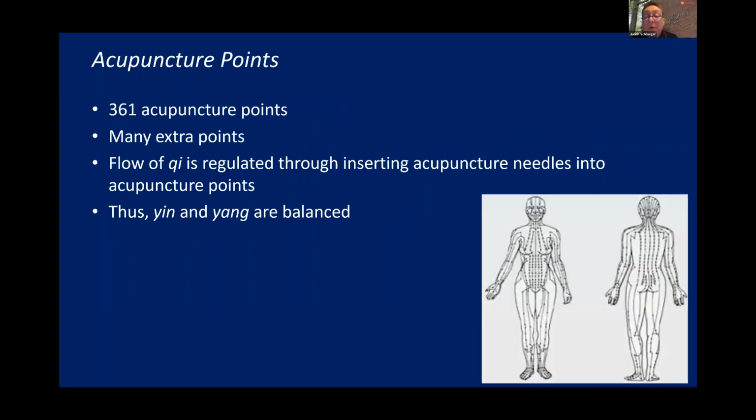As for the acupuncture points, there are basically 361 standard acupuncture points and many extra points. The flow of qi is regulated through inserting acupuncture needles into acupuncture points that lie on the meridians. Thus, the Chinese physician can regulate yin and yang, and therefore rebalance the qi of the body, so that conditions and diseases reverse themselves.